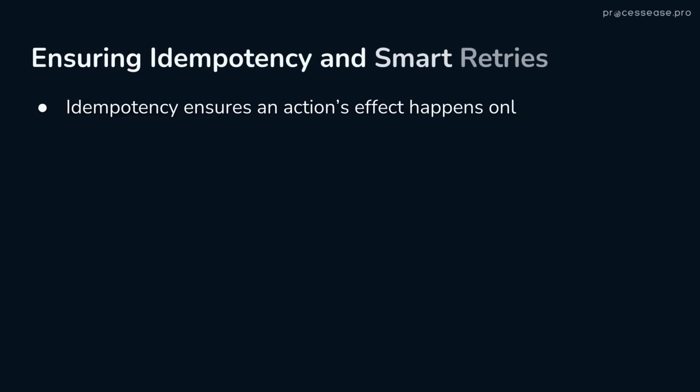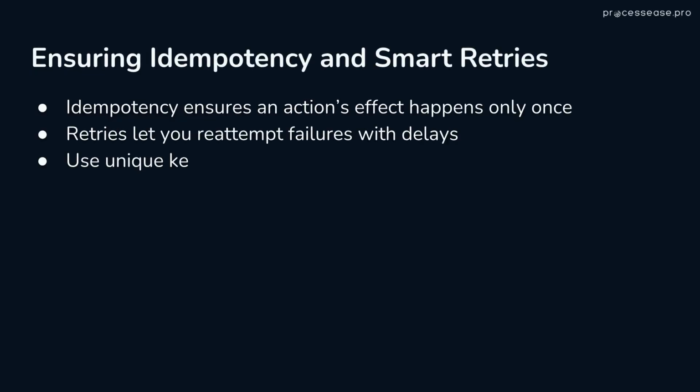Another technique that helps with sequencing and error handling is idempotency. It simply means an action can run multiple times, but the result only happens once. Think of an elevator button. You can press it again, but it still comes only once. When creating a customer record, use the email as a unique key to prevent duplicates on retry.